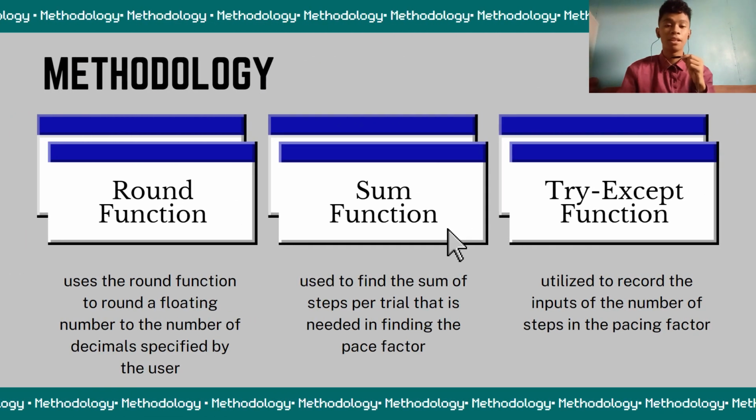Next, we have the round function. The round function is used to round a floating number to the number of decimal places specified by the user, and in this case, we use 2 decimal places. Next, we have the sum function. This is used to find the sum of the steps per trial that is needed in finding the pace factor. Next, we have the try and except function. This is utilized to record the input of the number of steps in the pace factor.